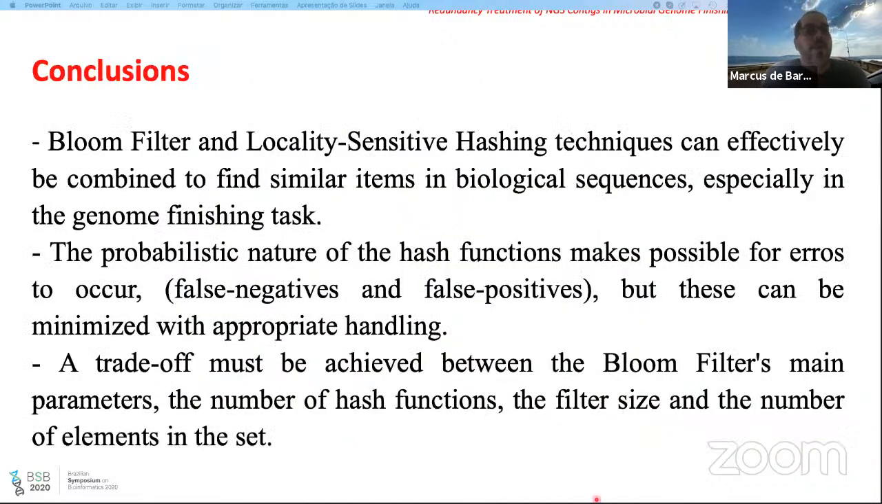And as a conclusion, Bloom filter and locality-sensitive hashing techniques can effectively be combined to find similar items in biological sequences, especially in the genome finishing task. The probabilistic nature of the hash functions makes it possible for errors to occur, false negatives and false positives, but these can be minimized with appropriate handling. A trade-off must be achieved between the Bloom filter's main parameters, such as the number of hash functions, the filter size, and the number of elements in the set.